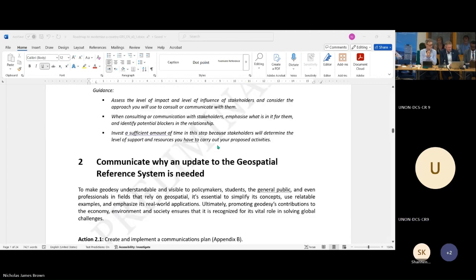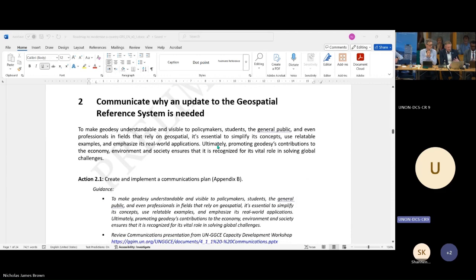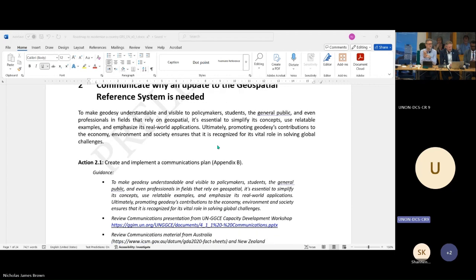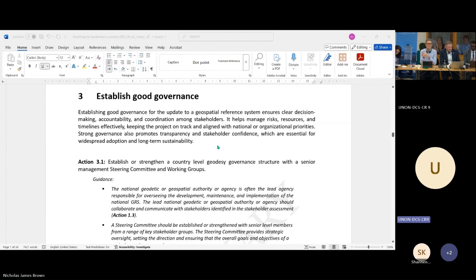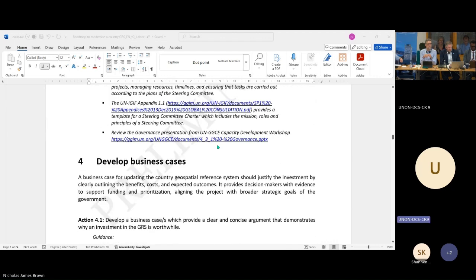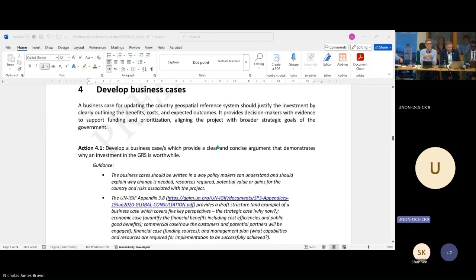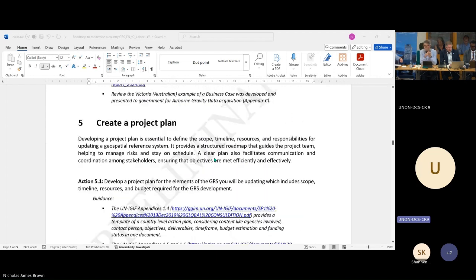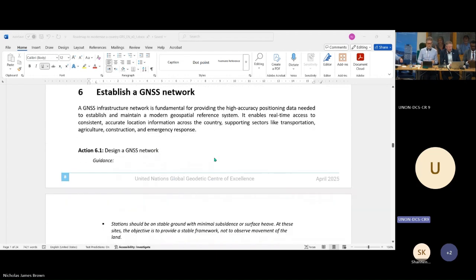Then, once you've decided what you want to do, we need to communicate why that update is important. And you can see so far we've done nothing that's technical, but these two steps are critical on that pathway. The next one, establish good governance. Again, it's not technical, but unless you have that champion, that high level support to establish a new or a modern reference system in your country, you're probably not going to get past this stage because they're the ones who decide if you're going to get money. Then you have your business cases, as we've been talking about. Create a project plan. And then finally, step 6, we get to something technical, right?